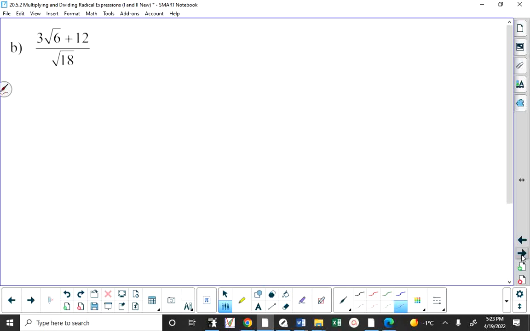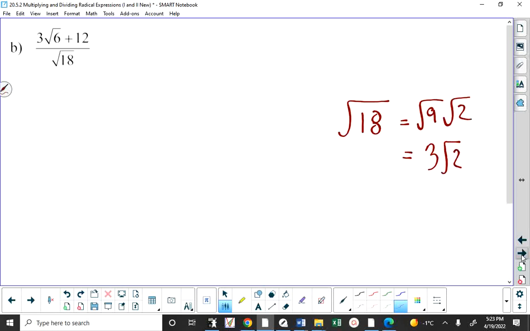Three root 6 plus 12 all over root 18. Again, I'm a big fan of simplifying those radicals before rationalizing. 18 factors into 9 and 2, where 9 is a perfect square, so root 18 is root 9 root 2, which is 3 root 2. So I'm going to replace the root 18 with 3 root 2: 3 root 6 plus 12 over 3 root 2.